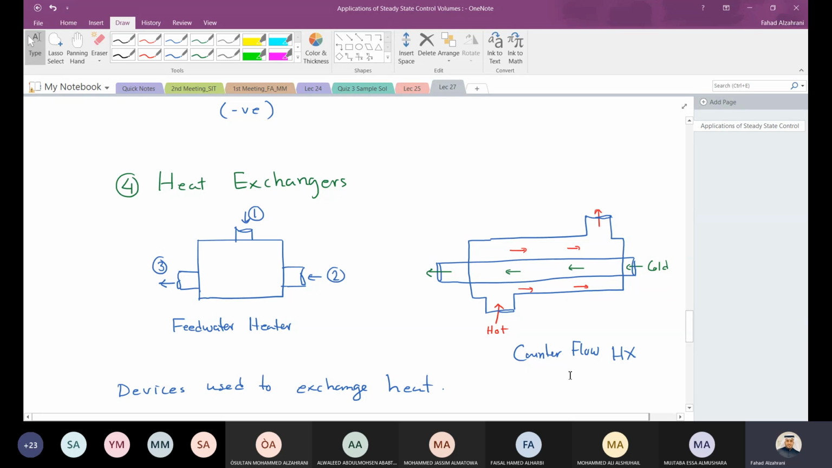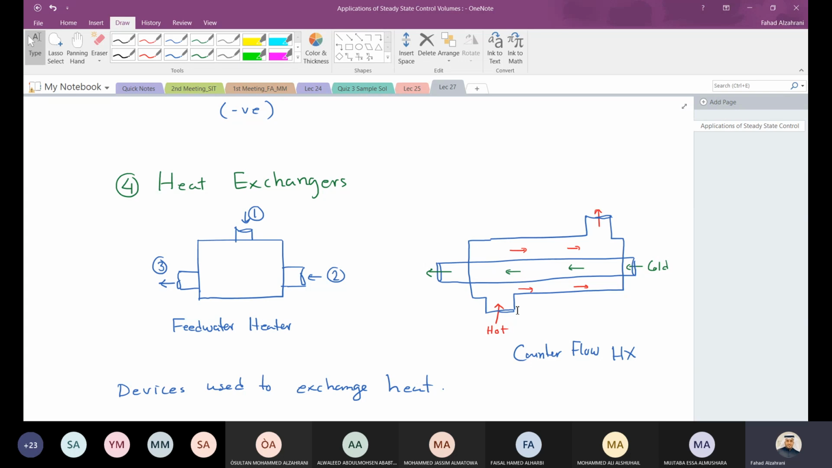Why do I call it counterflow? Because the flow of the hot fluid is opposite to the flow of the cold. So you see the hot going, let's say for example, to the right, the cold going to the left. If both of them are in the same direction, let's say the cold is also going to the right, this is called a parallel flow heat exchanger. You will study this later in the heat transfer course, inshallah. It will be in more detail. All right. So this is some of the examples for heat exchangers.